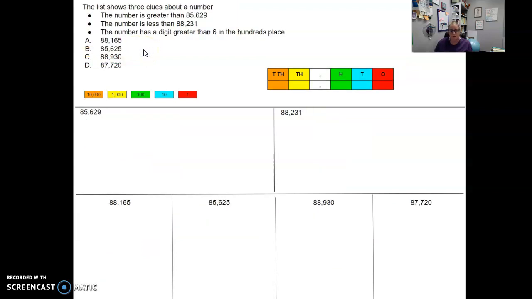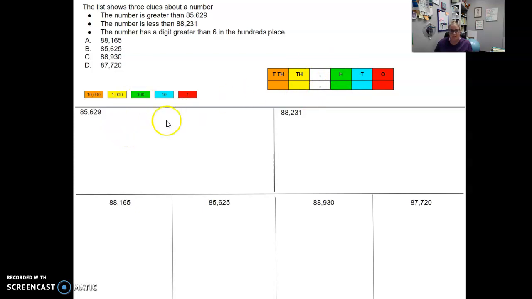Here's another way that this question could be asked. The list shows 3 clues about a number. The number is greater than 85,629. The number is less than 88,231. The number has a digit greater than 6 in the hundreds place. So this is where this place value chart can really help us.